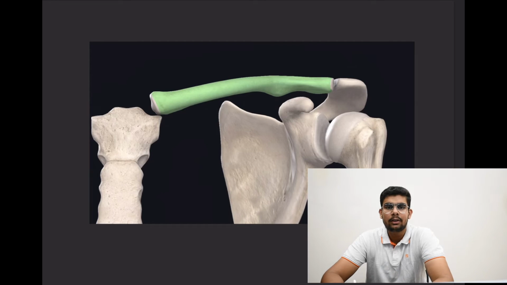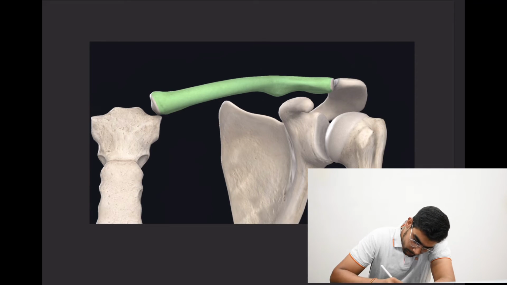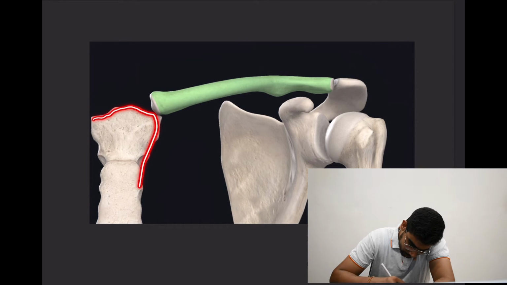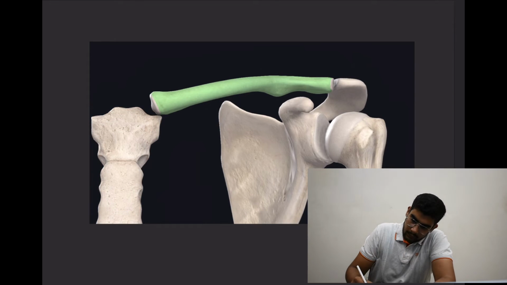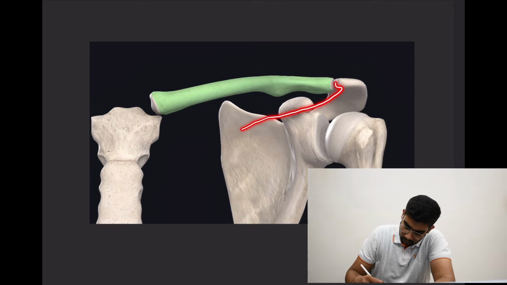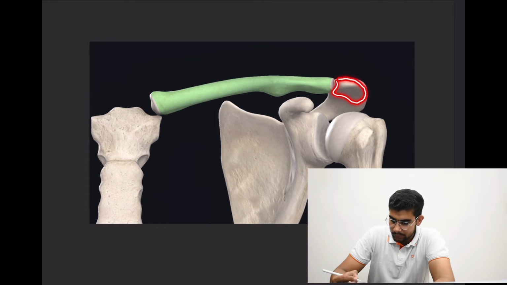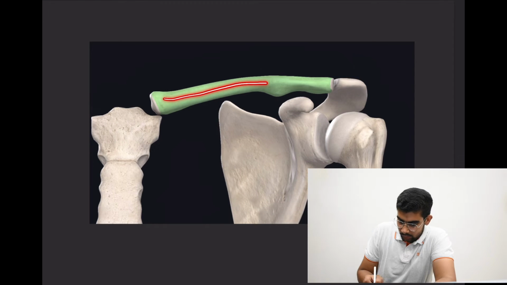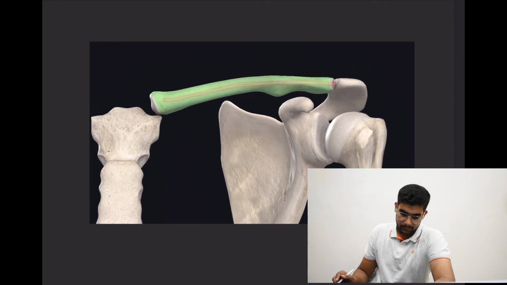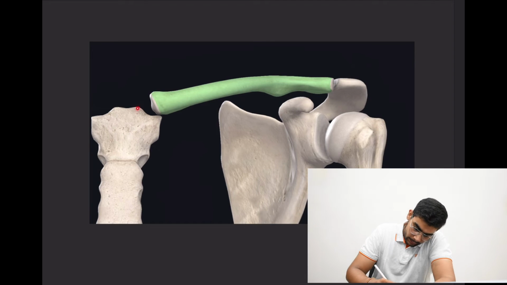So now we will talk about the clavicle. Clavicle is also known as the collarbone. It is an S-shaped bone. It is present between the breastbone, as seen here, and the scapula. This is the acromion process of the scapula, on which the clavicle or the collarbone articulates. On the sternum, it articulates with the manubrium.